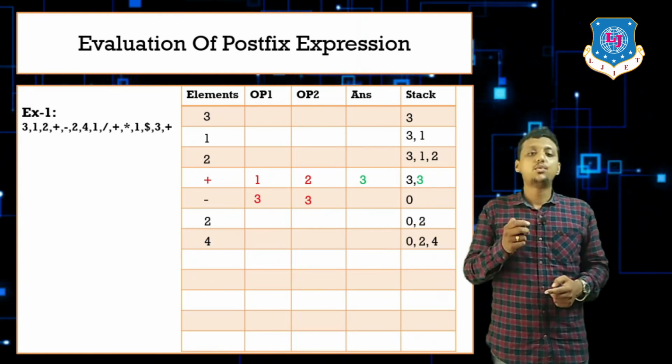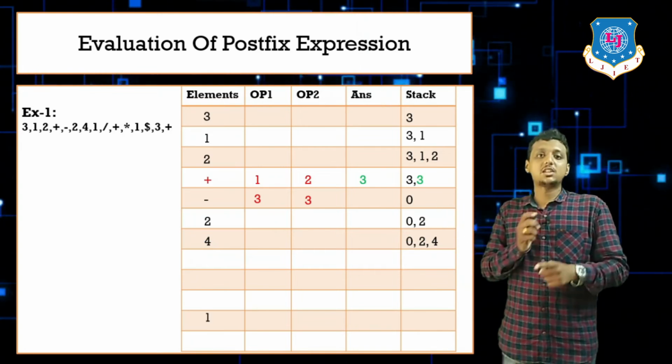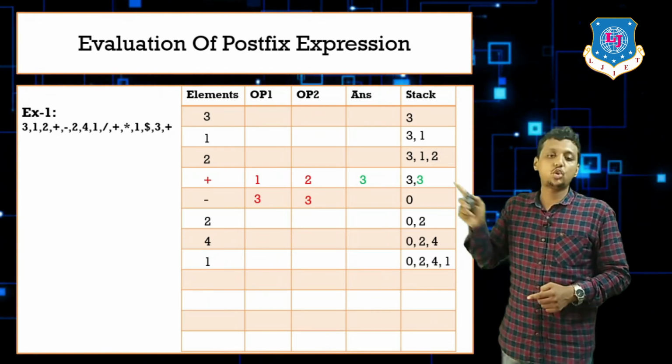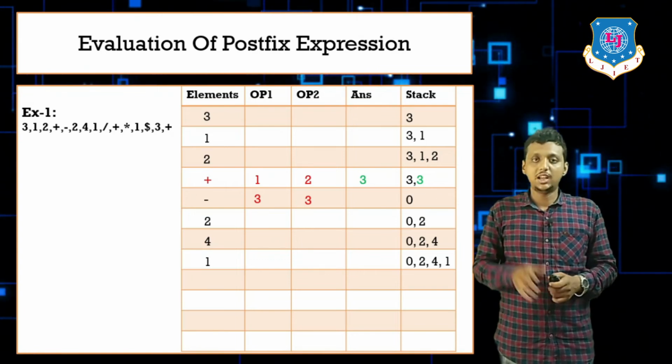Next we have 4 with us. It becomes 0, 2, 4. Next we have 1 with us. It becomes 0, 2, 4, 1. Right now my top pointer is pointing at 1. Okay, I am just clearing it.